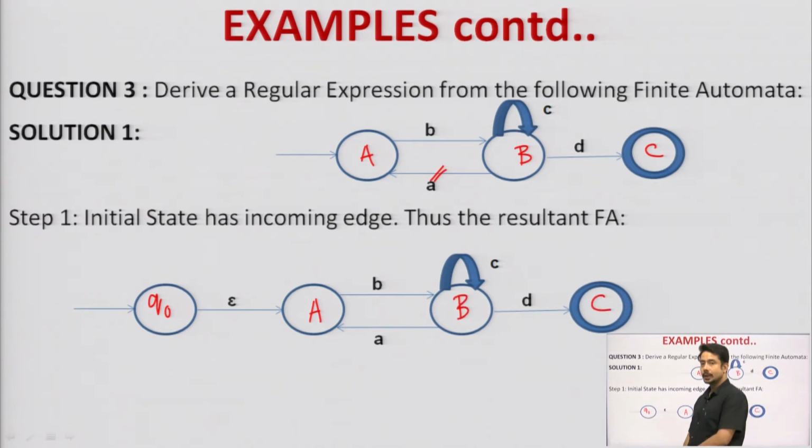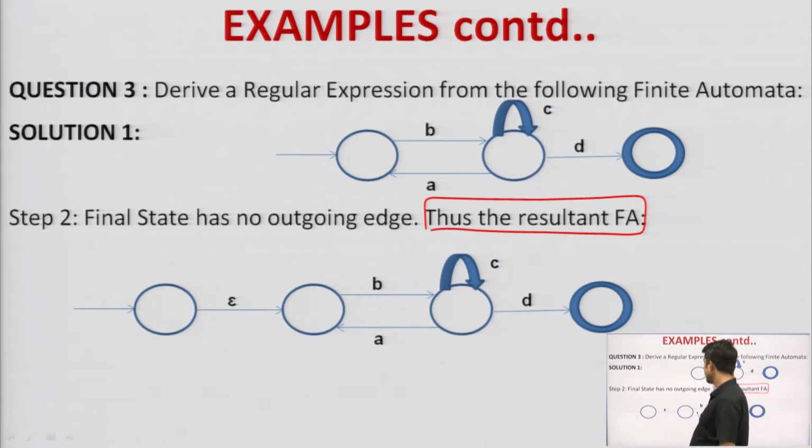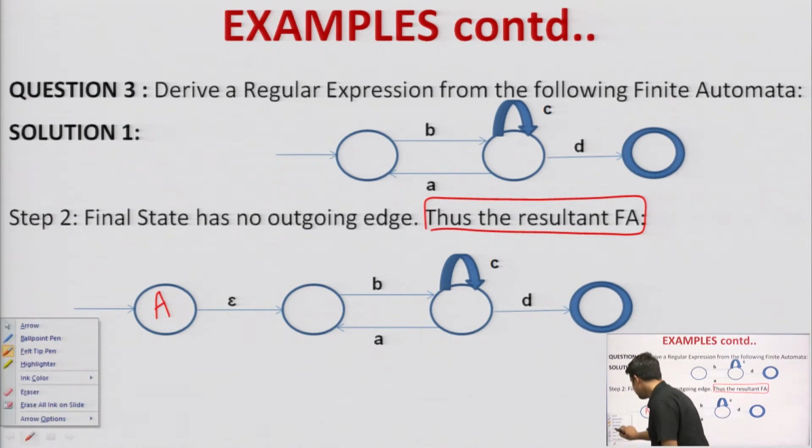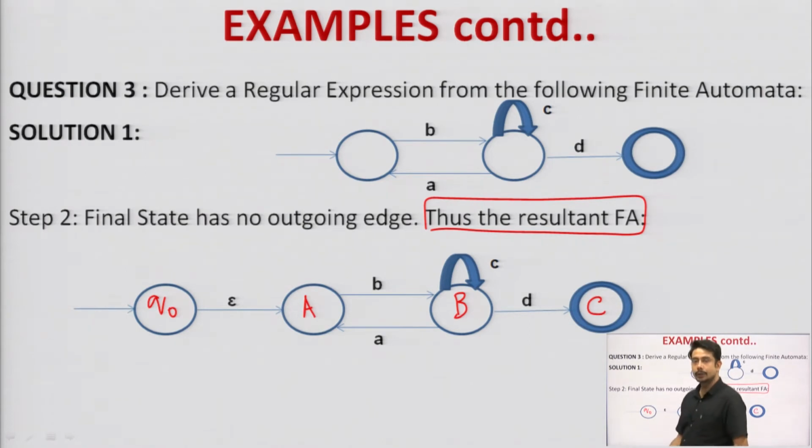Rule number 2 says that the final state should not have any outgoing edges. The final state does not have any outgoing edge, therefore the resultant finite automata will remain as it is. Now, the resultant finite automata we finally got looks like this: Q naught, this is A, this is B and this is C. This is the final diagram I have, where rule number 1 and rule number 2 have been applied. Now, I just need to eliminate the states one by one.